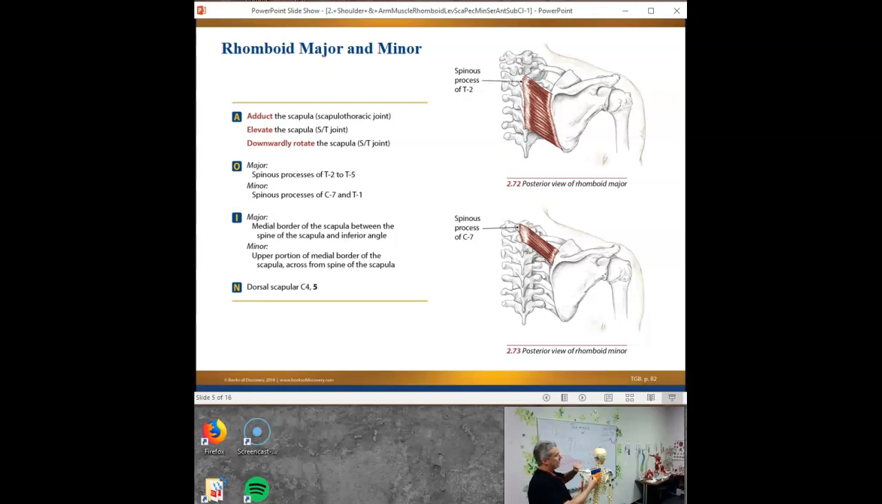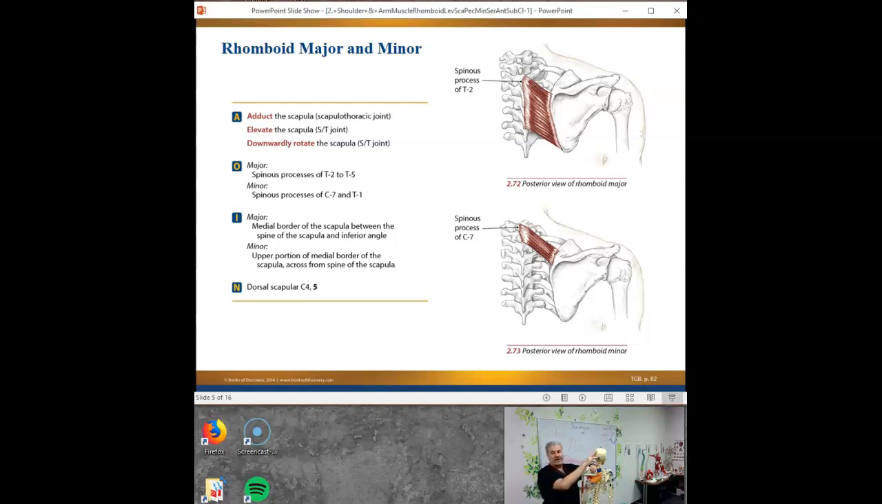It's because it does the downward rotation, right? Yes. Think about it. Can you guys see this here? If I'm a rhomboid, I cause this, right? I cause this downward rotation. But what's hooked to the acromion process that's going down? What muscle that we know of is hooked to the acromion process that's going down?